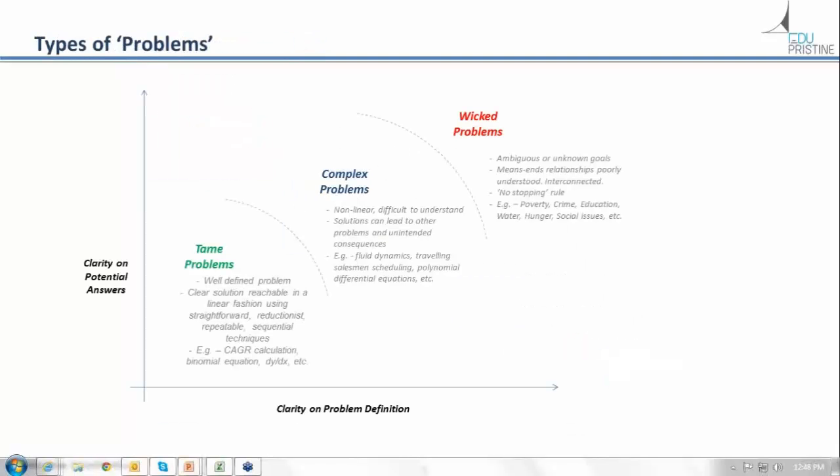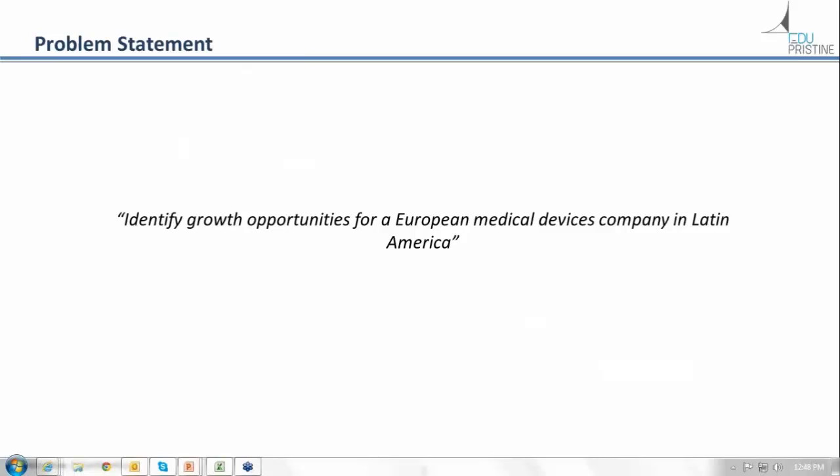So essentially, this problem statement, identify growth opportunities, is a complex problem because it's not bounded enough. You could bound it. I think part of the consulting process is you try to bound and make the choices smaller by giving a rational explanation for why you're bounding it. But that does not mean there could not be multiple ways of bounding it.